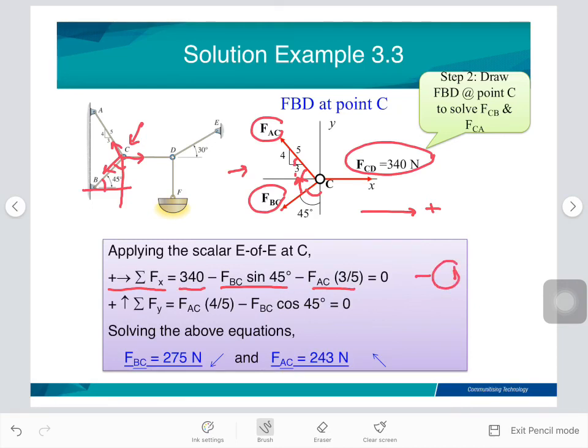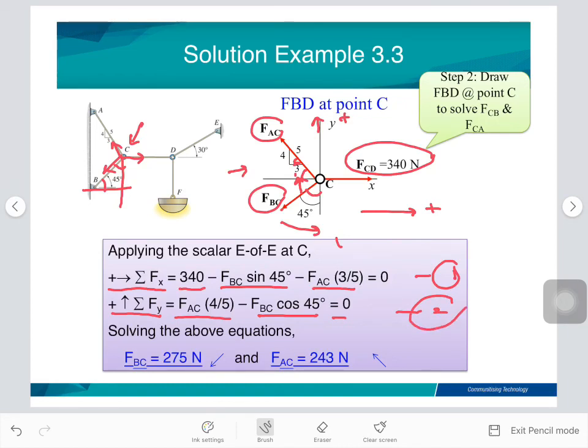Okay, second, we can write summation Fy positive. So we need to resolve positive Y, force in Y. Here we have FAC sine theta. So what is the sine theta here? Sine theta here is 4 over 5. And then minus this FBC. If you want to resolve this one, it becomes cos 45. Because it is in the opposite direction to the Y, it becomes negative FBC cos 45 degrees equal to 0. So this is the second equation.